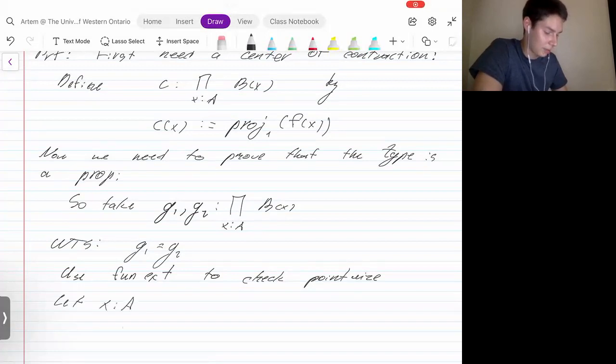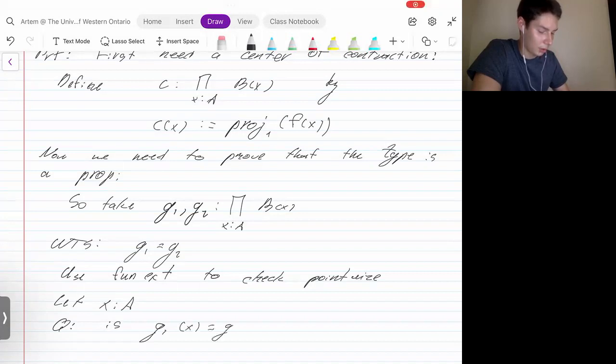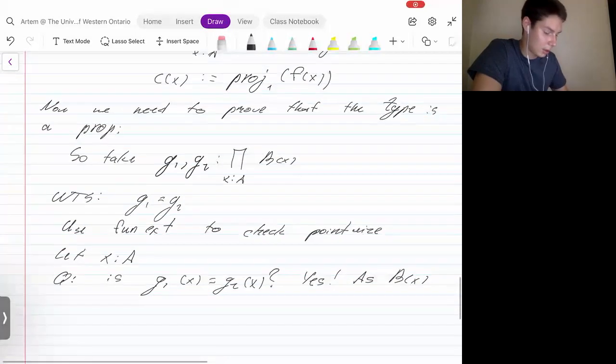Let X be in A, and so check. Let's say it like this. The question is: is J1 at X equal to J2 at X? And the answer is yes, as B of X is contractible.